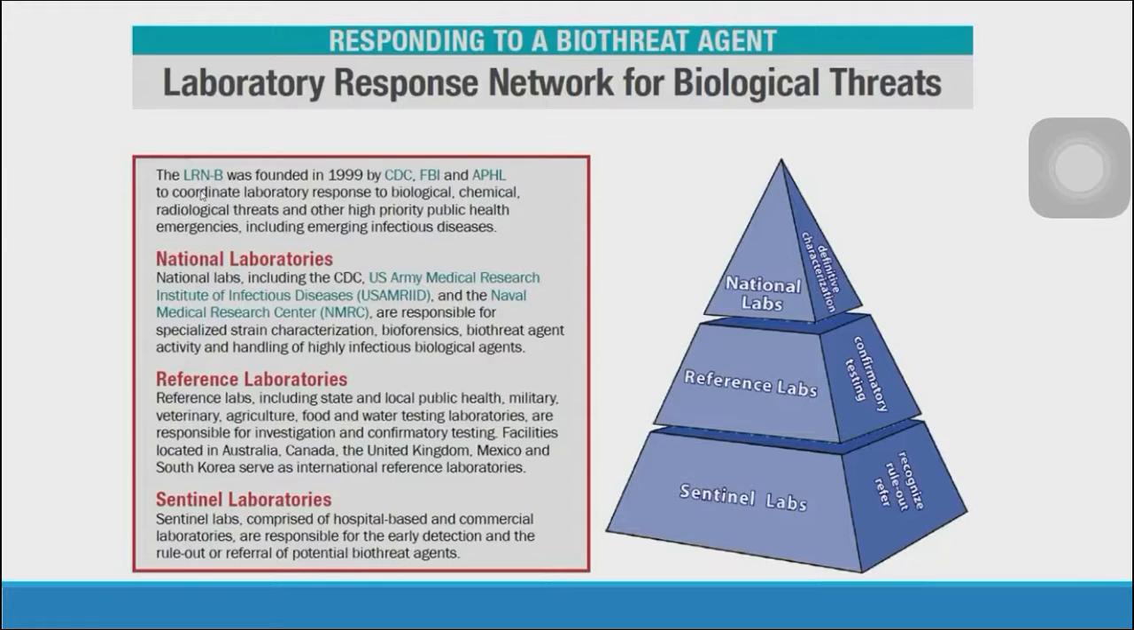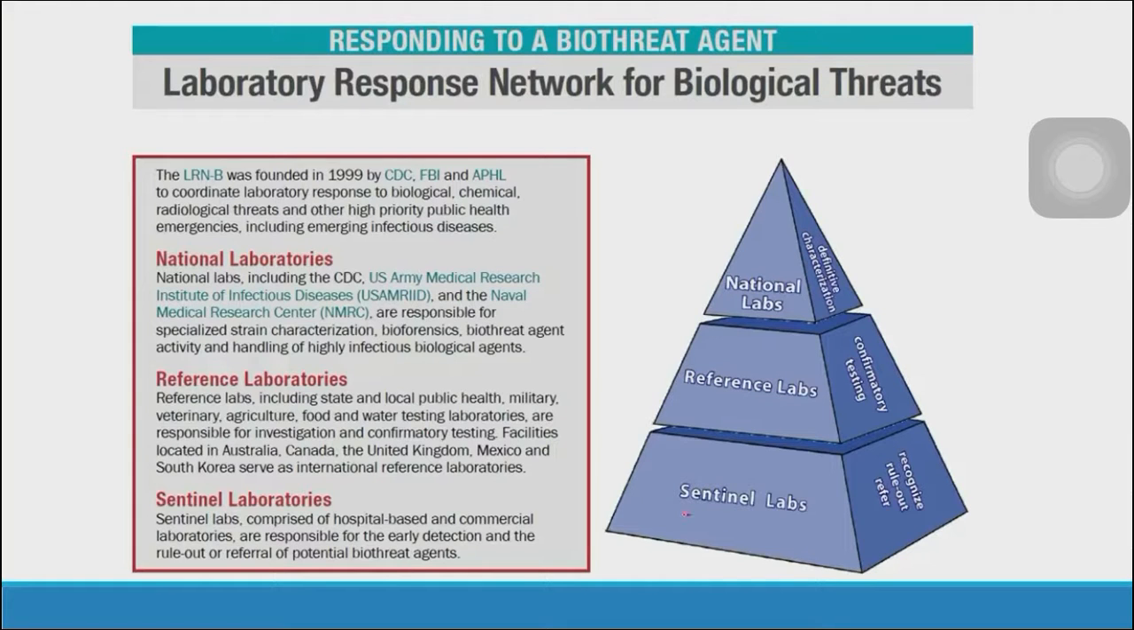Okay, so LRNB was founded by CDC, FBI, and APHL. So CDC, again, Centers for Disease Control and Prevention, FBI, Federal Bureau of Investigation, and APHL, rather the Association of Public Health Laboratories. So sila yung gumawa ng LRNB. LRNB is a three-tiered system, in which yung nasa ilalim, doon nagsa-start, is yung Sentinel Laboratories natin. Next, we have yung reference laboratory, and yung nasa pinakataas, we have yung national laboratory.